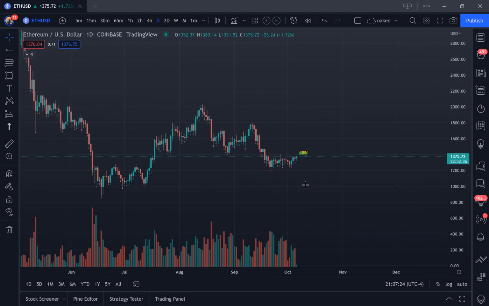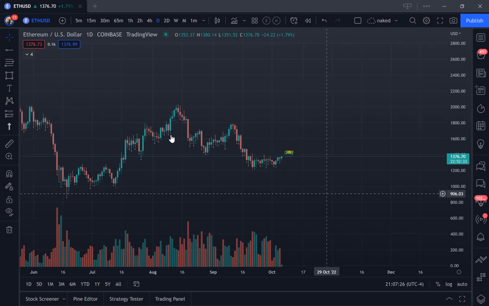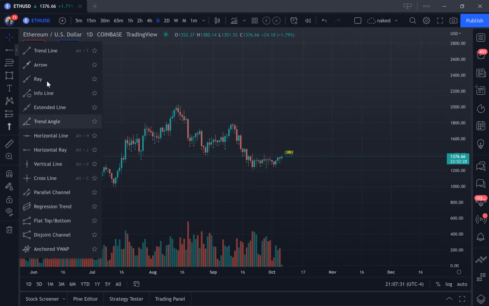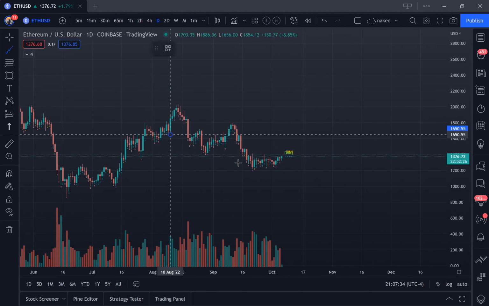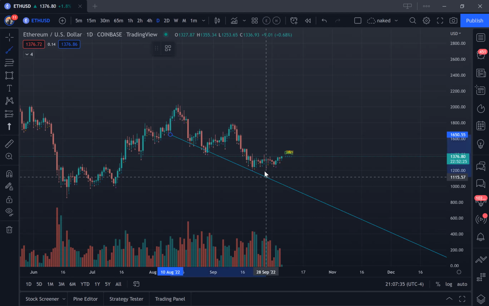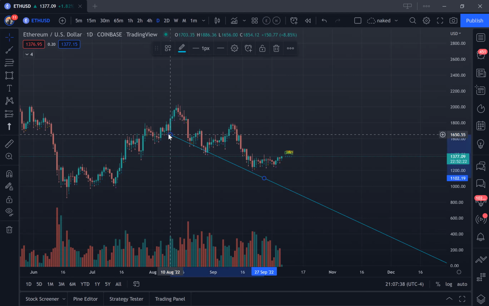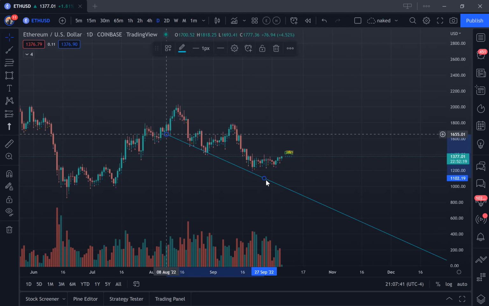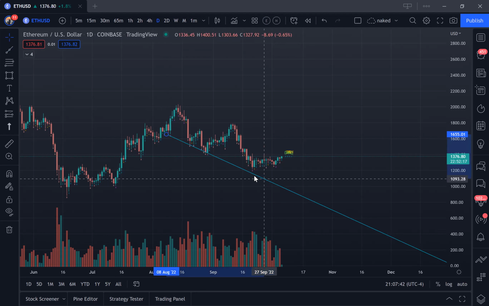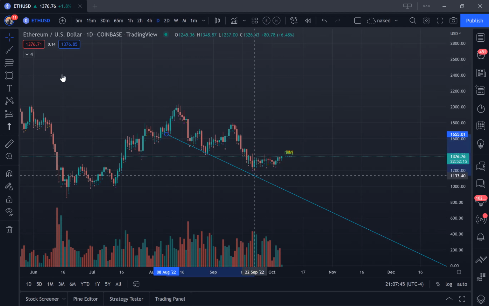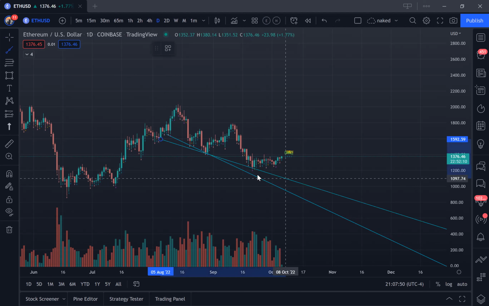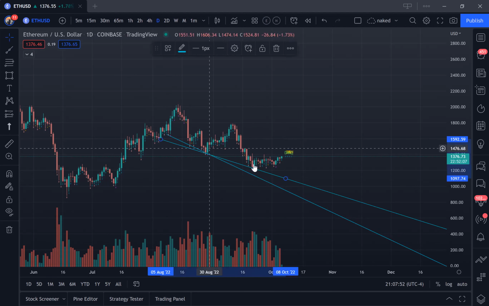If I were to draw my broadening formation here, it doesn't have to be off of 3, but what I would probably do here is start here and maybe do something like that. Yeah, the daily. Just connecting the lower lows. In this case, something like that. You can even connect this point here and that point, you can do it like that too.